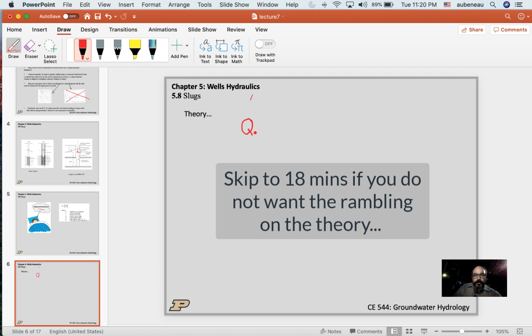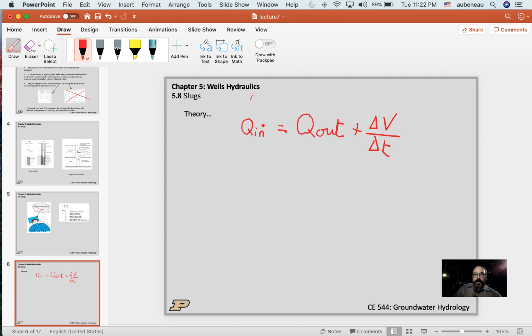Consider your water in equals water out plus the change of volume over time inside the well, right? So again, this is just a statement of mass balance. If you have water coming in, water coming out, and then the change of the volume inside the casing, basically, that would be your total mass balance, right? So Q in, Q out, and then some source or loss term.